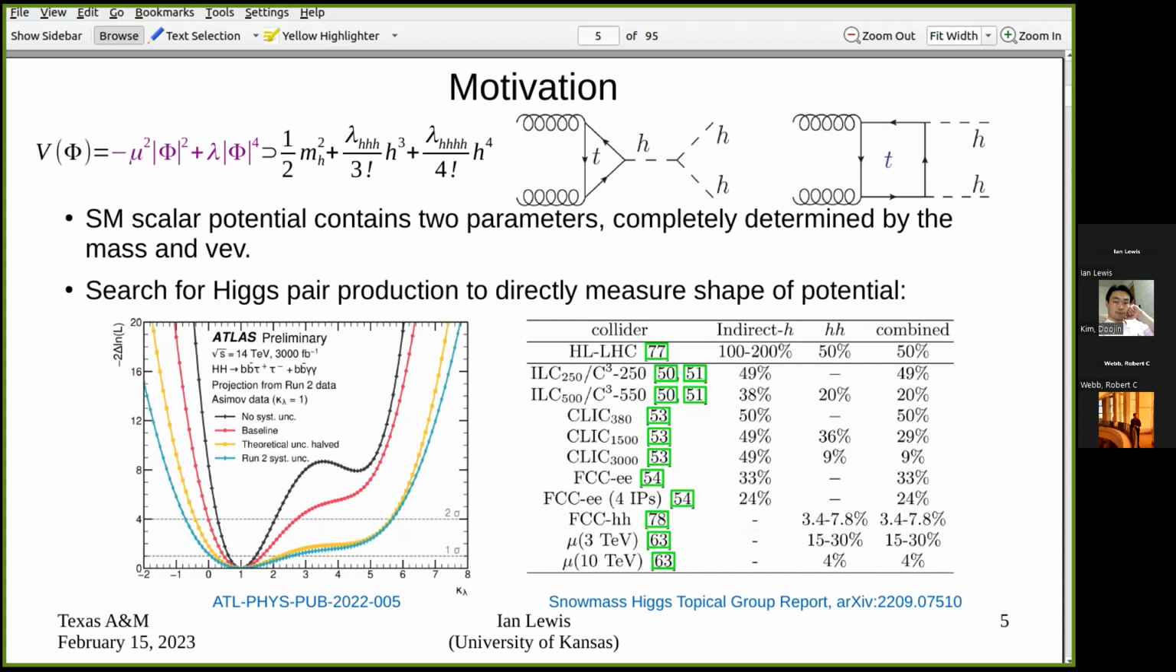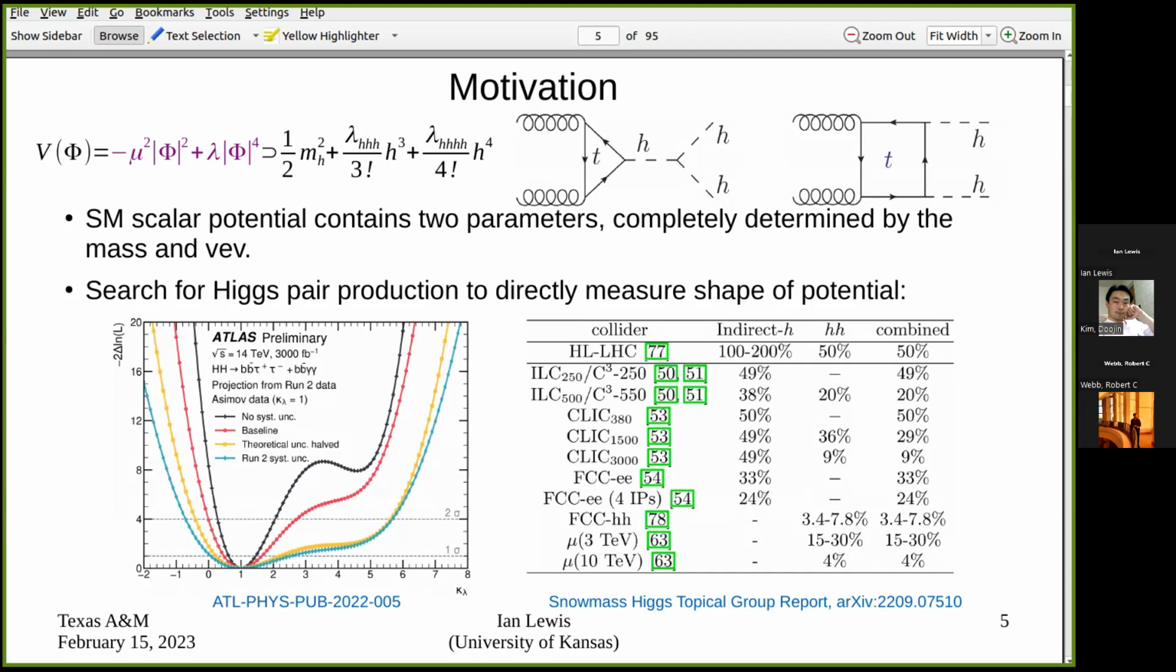So here I just showed some projection from ATLAS. They basically have chi squared on the y-axis, and this is the trilinear coupling kappa lambda normalized to the standard model. So one is the standard model, and these curves are different assumptions for the HL-LHC on different types of systematic uncertainties and theoretical uncertainties and how well we can measure it. The best projection so far for the HL-LHC is about 50% for HH production. There are some indirect constraints as well, because this coupling can show up in loops, but they don't do quite as well, so combined is about 50%.